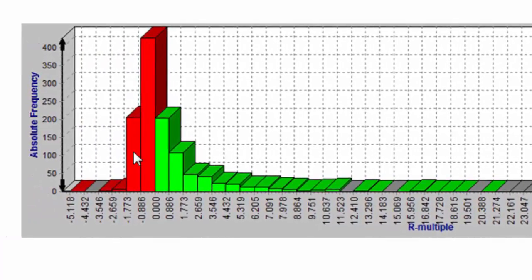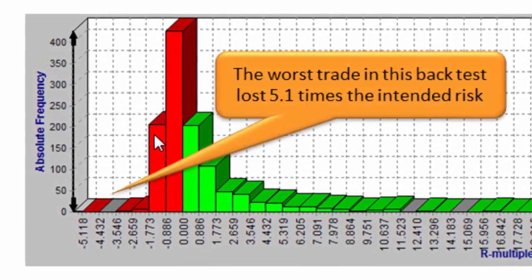And then you've got a large number of small losses. And these are the things that basically chip away at your account. And this is where you really got to manage your risk day to day. Now, the key thing that you can notice if you look carefully here on the very left hand side is the worst single trade in this entire backtest lost 5.1 times the intended risk.